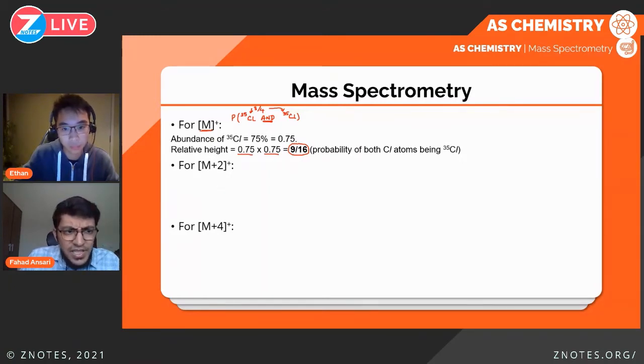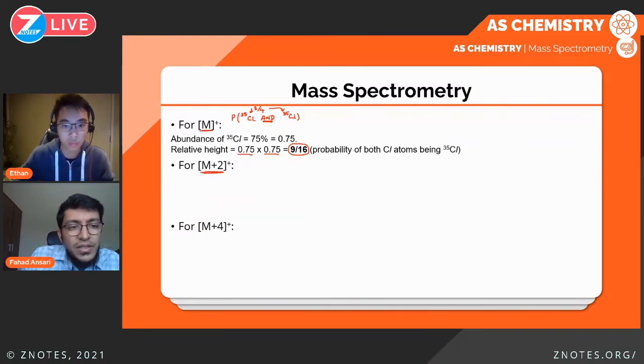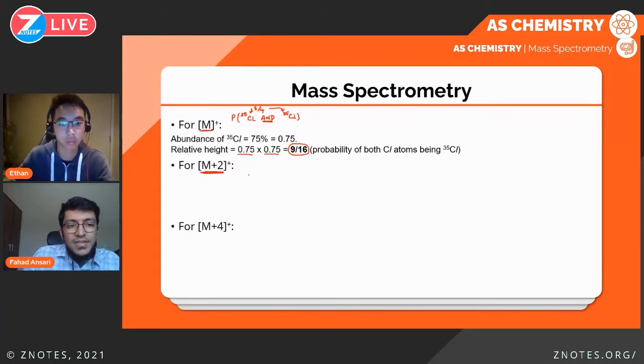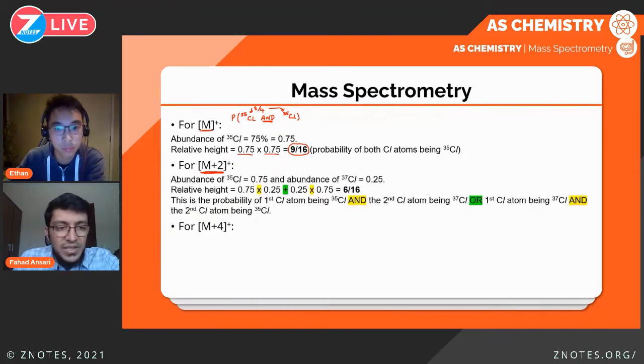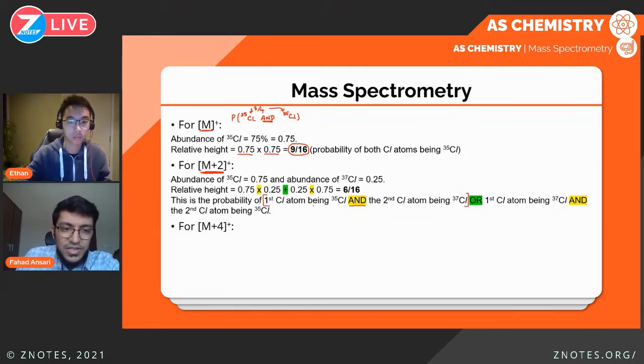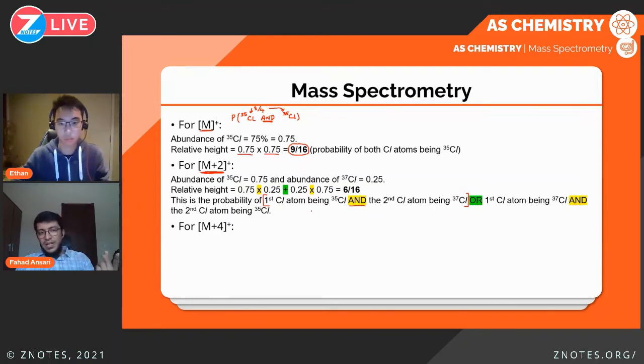Now, the N plus 2 peak is going to be a little more difficult to calculate. And the reason is that we have two possibilities over here, right? We basically want to find the probability of the first chlorine atom being chlorine 35 and the second chlorine atom being chlorine 37. So this is the first case. First chlorine is 35, second chlorine is 37, right?